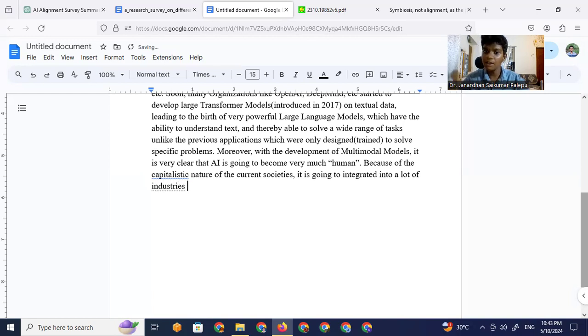It is going to be integrated into a lot of industries. Maybe completely erase human intervention in the running of the economy.